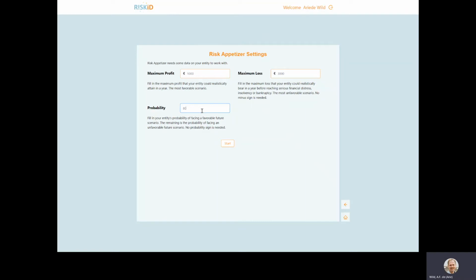Risk Appetizer uses these settings to offer you risky choices that are aligned with the circumstances your organization faces. Keep the values you choose here as settings in mind when you make choices in Risk Appetizer. They are helpful reference points when you choose between risky options.